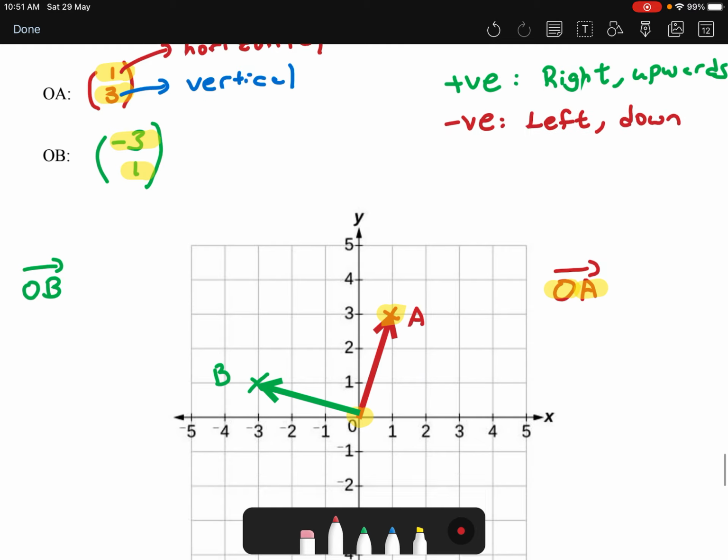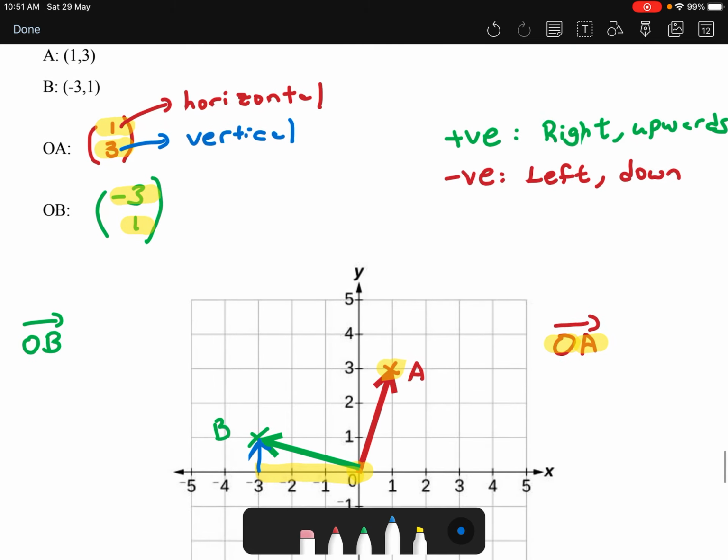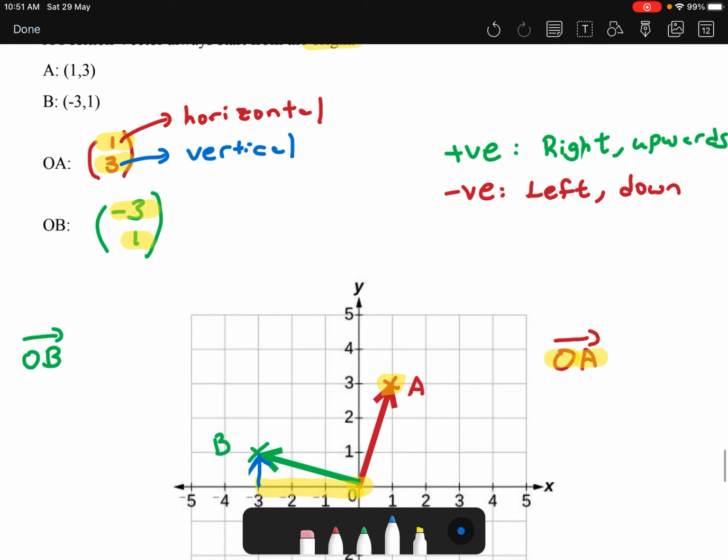Okay, so if you look at the green arrow OB, you notice that for my horizontal, I'm going from 0 to -3. So it's a negative direction, but my vertical direction is still positive because I'm going upwards in this particular direction right here. Alright, so this is your position vector. Okay, so OA is (1, 3), OB is (-3, 1).